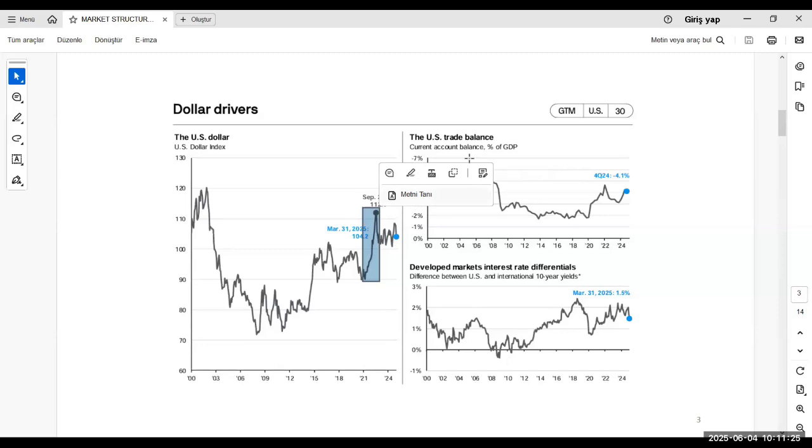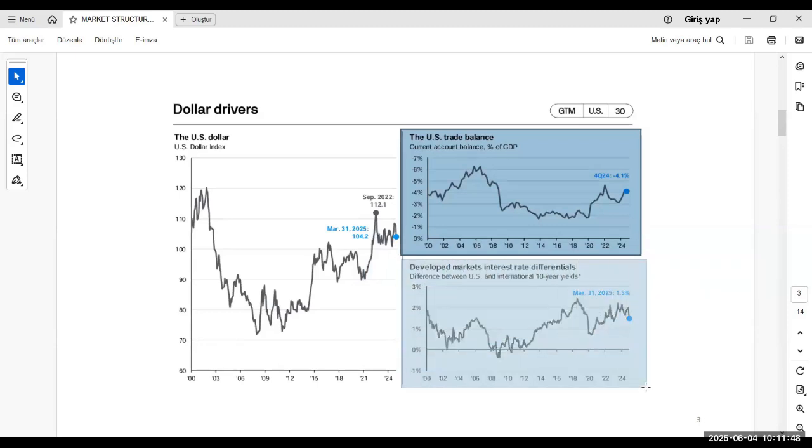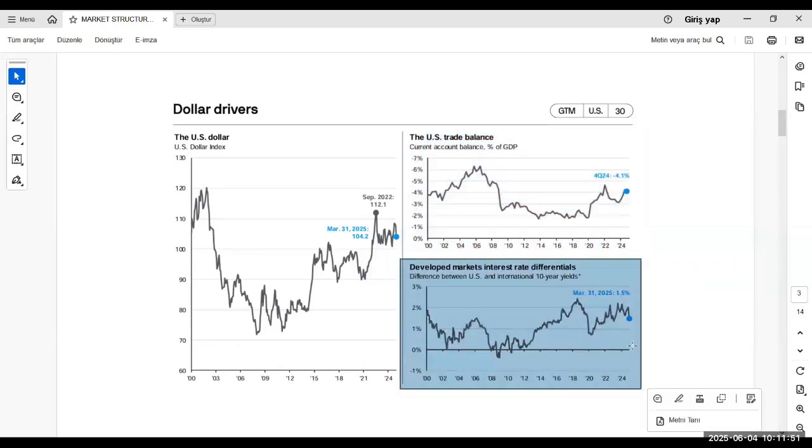So the question is this: how is this dollar spot exchange rate moving? What is the driver of this one? What can be the triggering point of the dollar spot exchange rate? There are two things. The first is the trade balance, the current account balance. And the second thing is financial market interest rate returns. Let's focus on the first one.